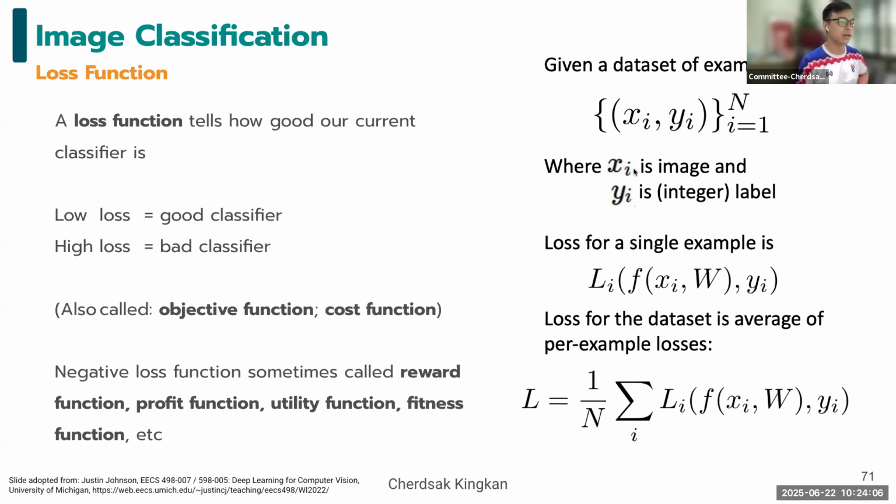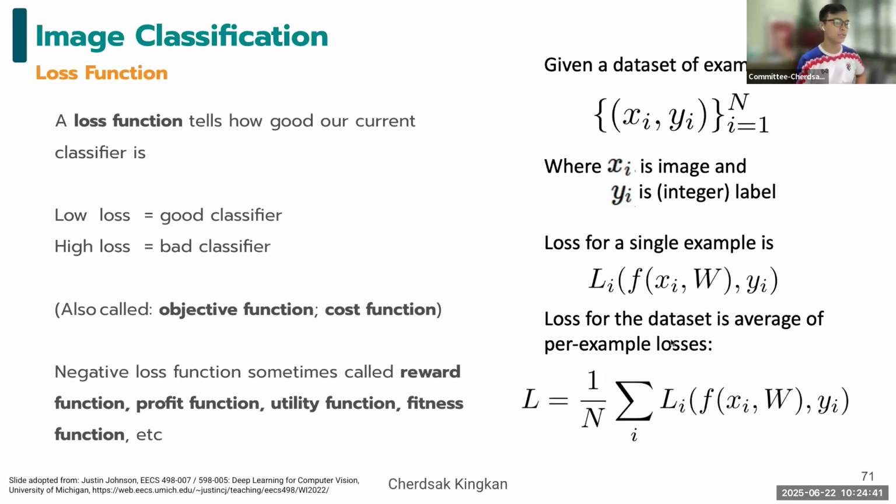So the xi is nothing but an image, and yi is just a label. It can be an integer, or it can be categorical data, like a dog or a cat. So it can be a number like 0, 1, 2, 3, 4, 5 to represent the class. All right, and then we have a loss for a single example. So we calculate a loss of the predicted value versus the true value, what we call the ground truth. So that's how we calculate a loss function.